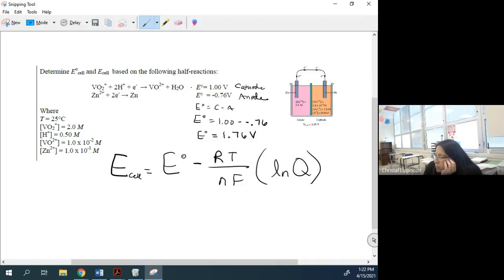So disappointing. Okay, so this one's getting reduced and this one's getting oxidized. So he's going to lose electrons. He's going to gain my electrons. So I need to flip him around. Does that make sense? I got to flip this guy around because he's gaining the electrons that this guy is losing.